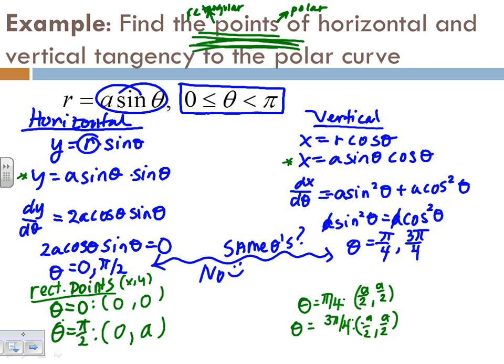Now what if I ask you for the polar points? Polar points are going to be in what? Not x, y, but r, theta. So let's go find what those would be at those theta values.